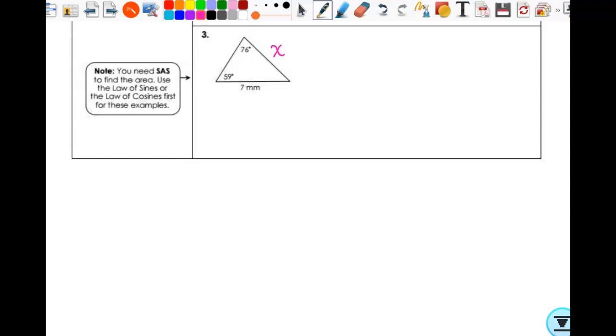Because remember, for cosines, you have to have 2 sides because we're going to square them and add them together. So I'm going to use the law of sines. The sine of 59 over x equals the sine of 76 over 7. So x is equal to 7 times the sine of 59 over the sine of 76. Because x is not my final answer, I'm not going to type that in the calculator. It's some number that I'll find, so I know that that's a number now, but I don't care what it is at this point.